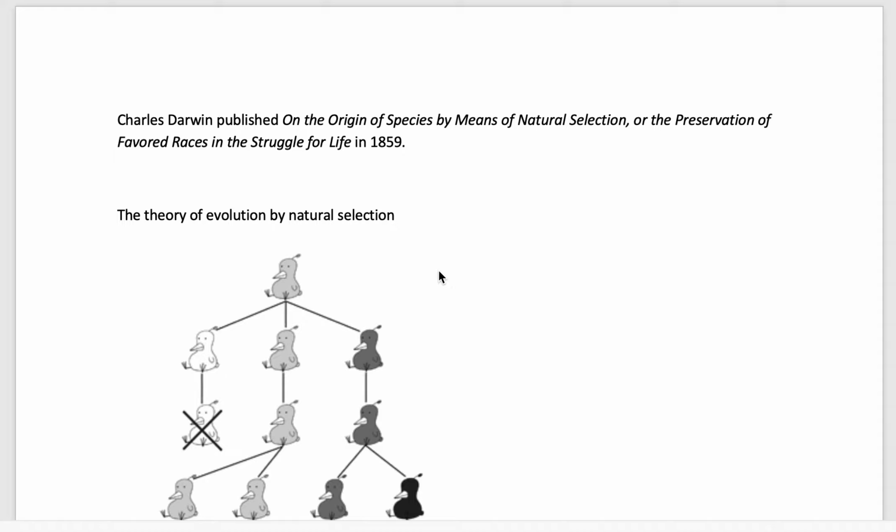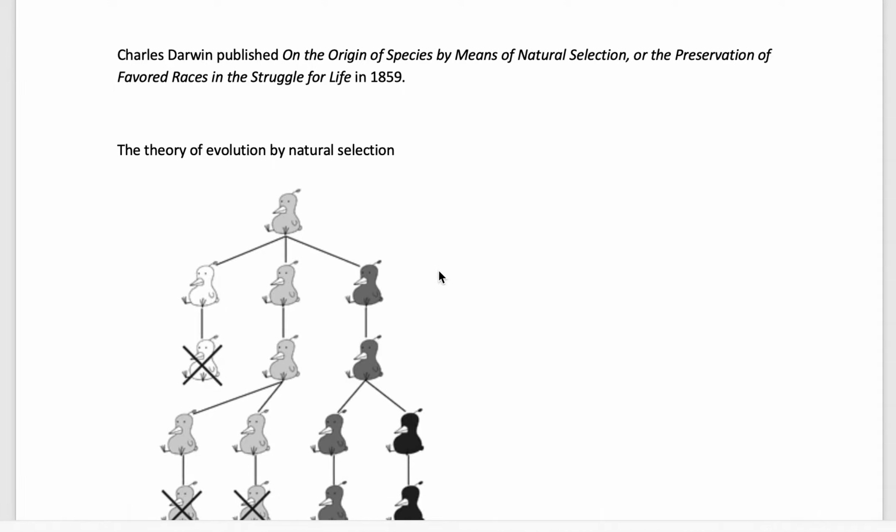All right, now to Darwin's theory of evolution. Darwin publishes his work on the origin of species by means of natural selection. And oftentimes, if you were ever to run into this book today, it would just have this title here, On the Origin of Species. But the full title is instructive in terms of understanding his biological theory.